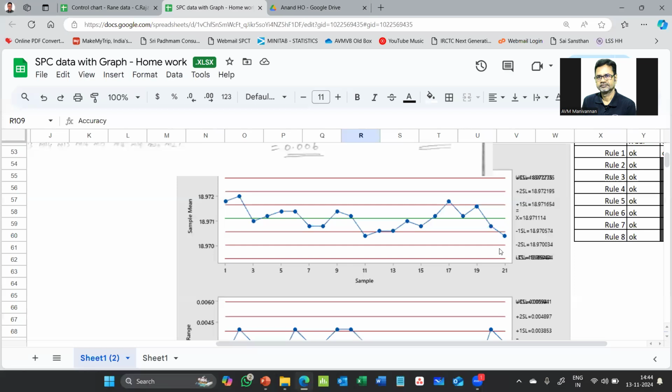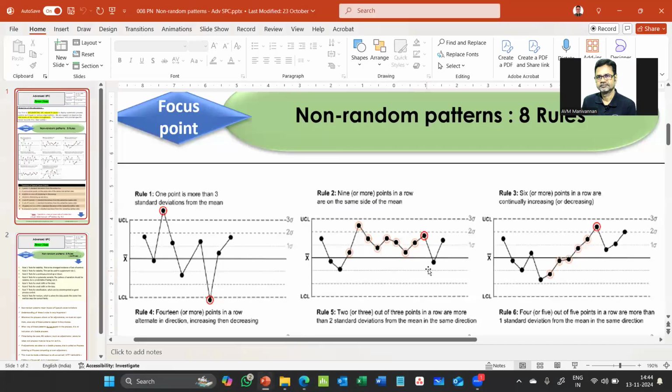Absolutely. Yes, rule number one is okay. Clear or not clear? Please understand. What is rule number two, Raja? Nine consecutive points on the same side of the center. Please see here. This is called a nine run, consecutive. This is called a run.